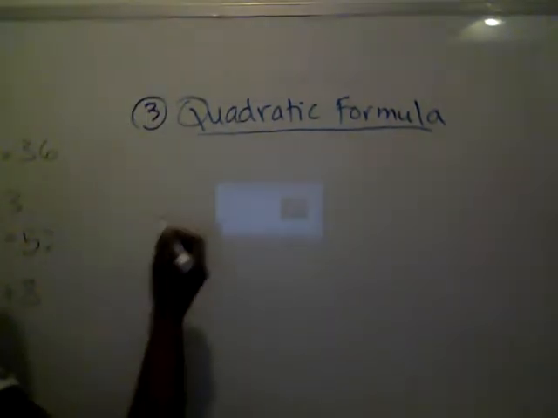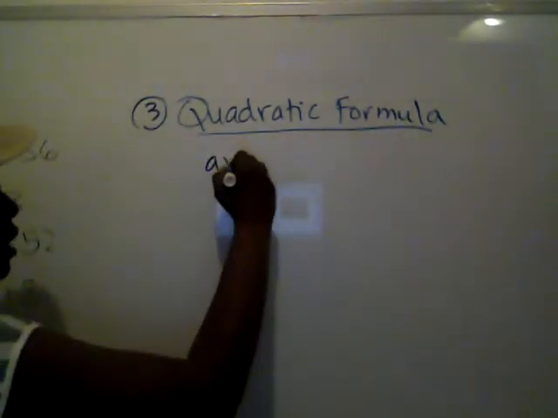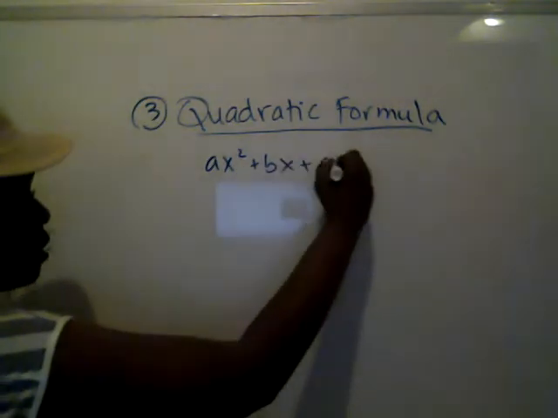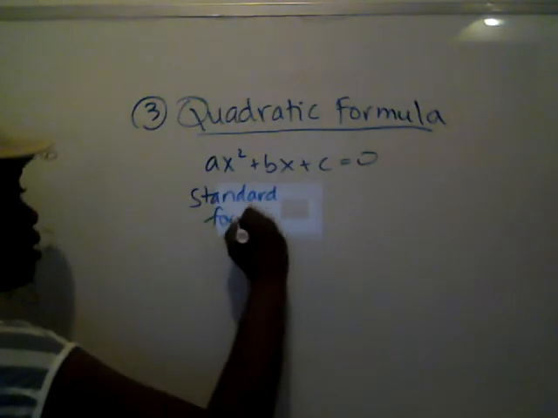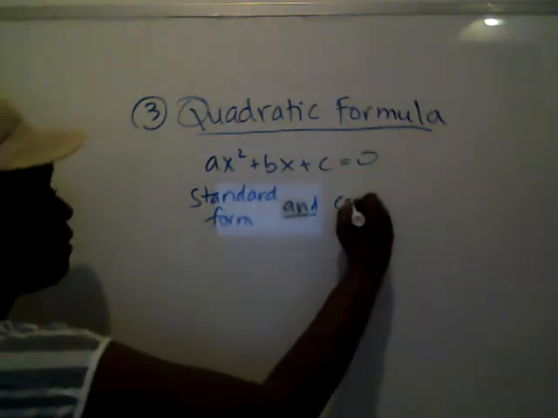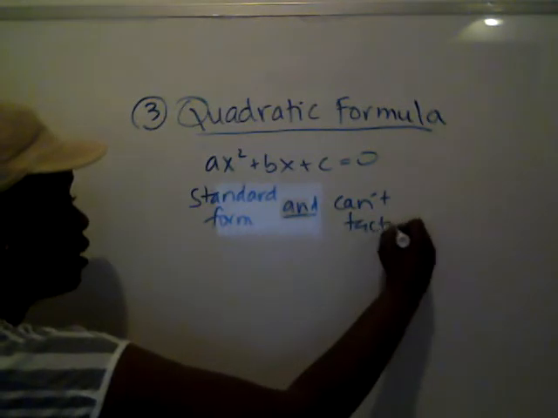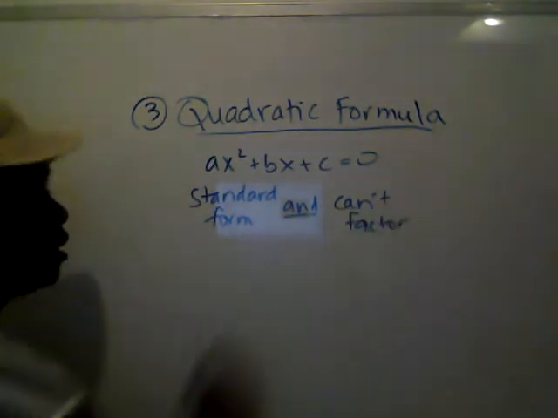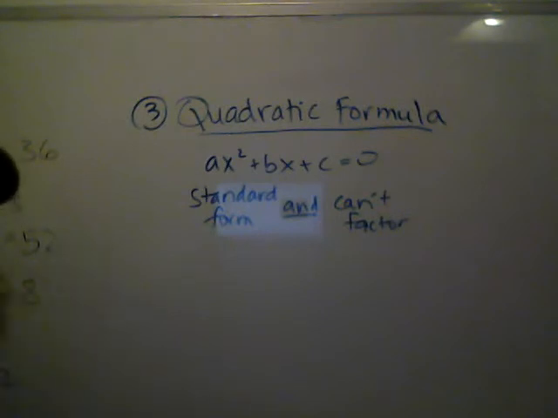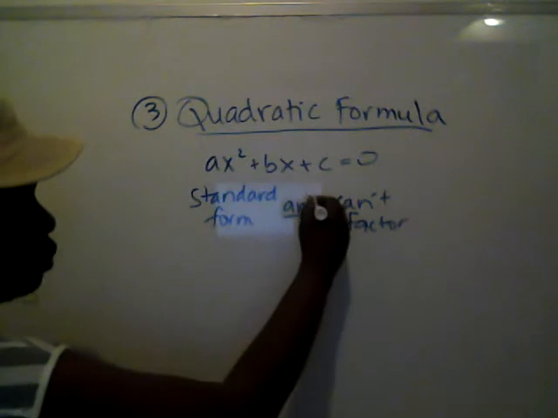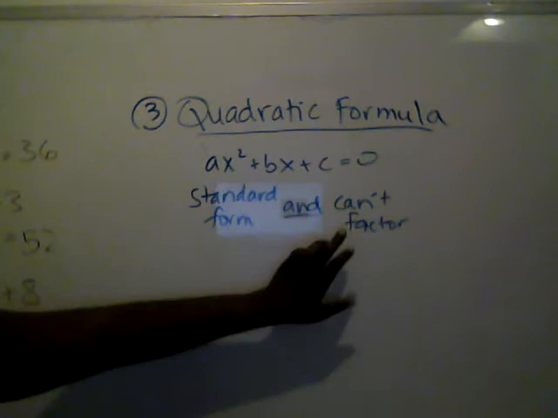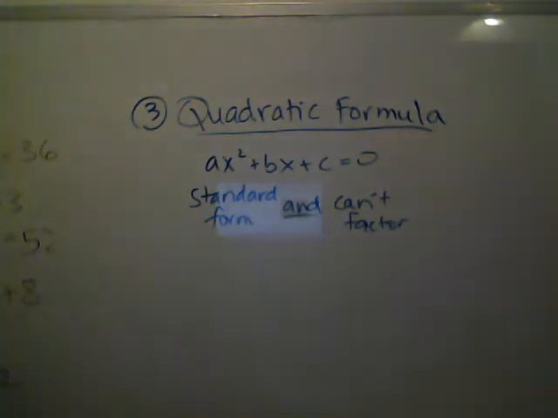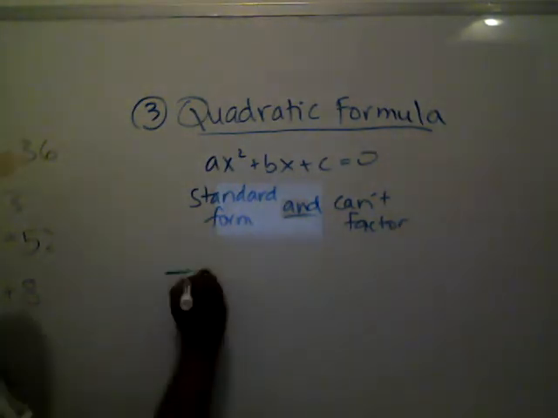But the quadratic formula is the most useful when you have an equation in standard form, and you can't factor it. And of course, if the directions tell you to use the quadratic formula, then we have to use the quadratic formula. But if you're able to choose which option you want to use, we really only use the quadratic formula if we have to. So if it's in standard form and if we can't actually factor it. If you can factor it, factoring is going to be much quicker than using the quadratic formula.